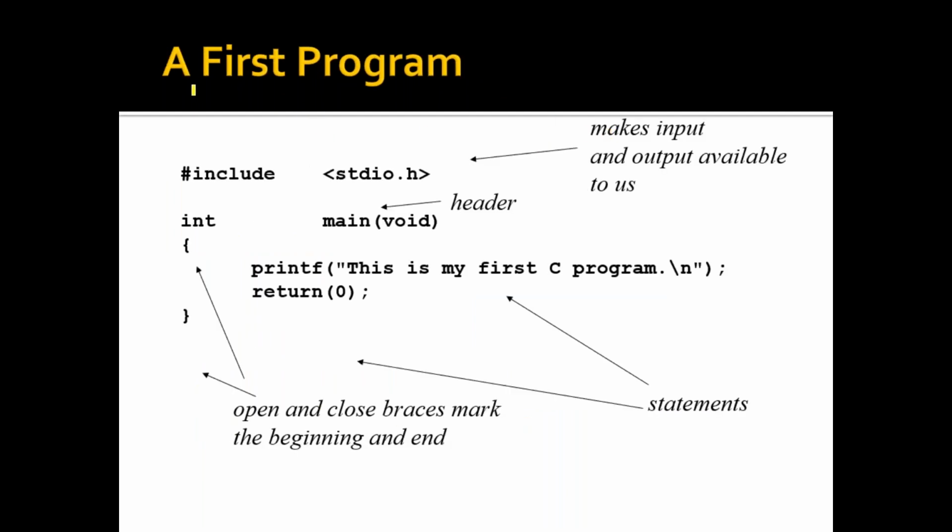Now, the first program, and we need here to understand the structure of C. Firstly, we start with hash include, then hash include stdio.h. That means make input and output available to us.